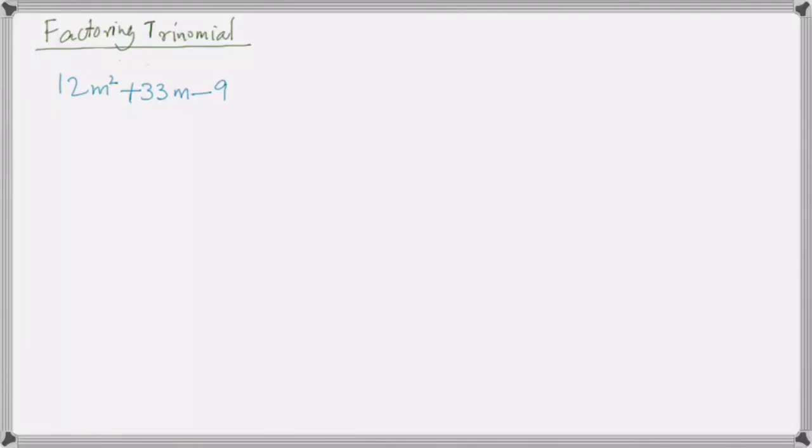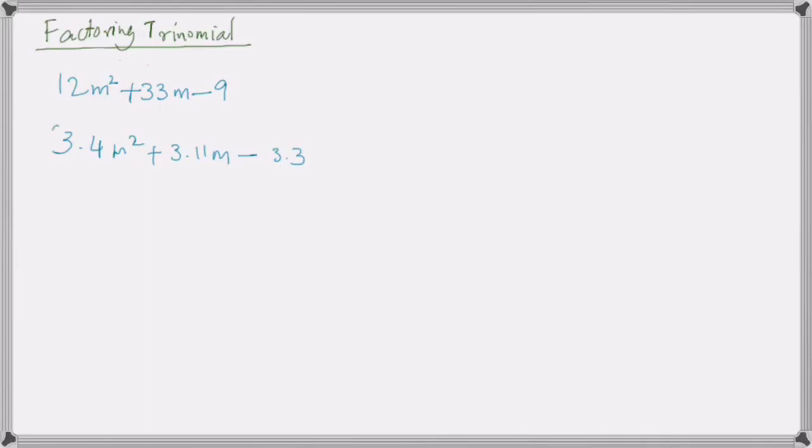Take a look at this question. This is similar to the question that we solved before, but slightly different though. 12m squared can be written as 3 times 4m squared, right? Plus 3 times 11m, that 3m can be written as 3 times 11m minus 3 times 3.